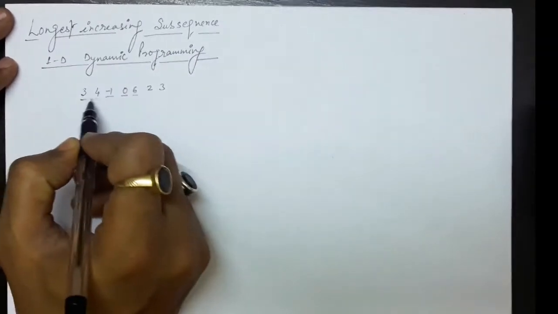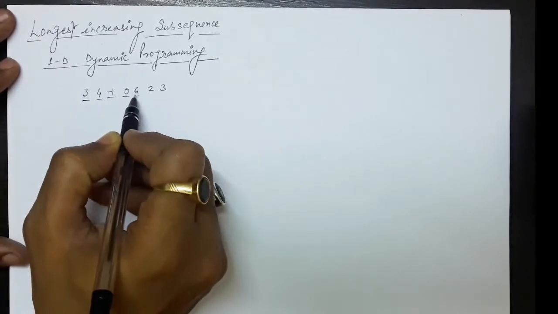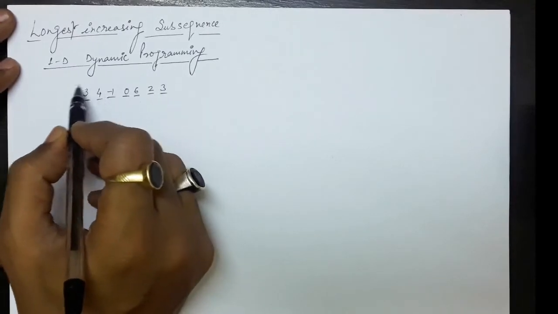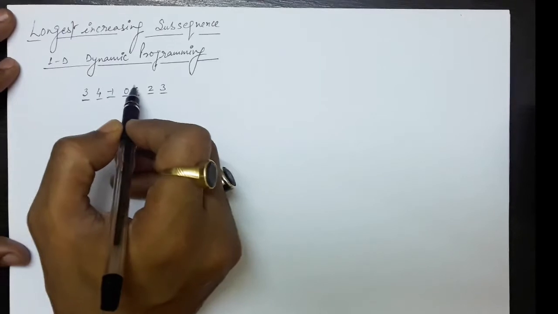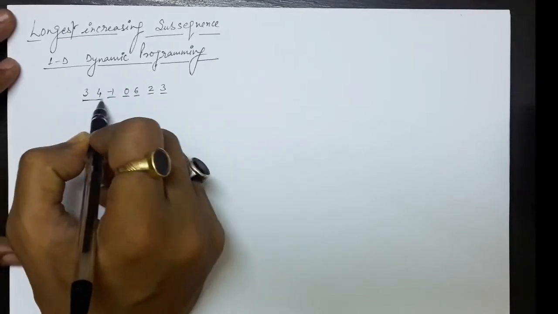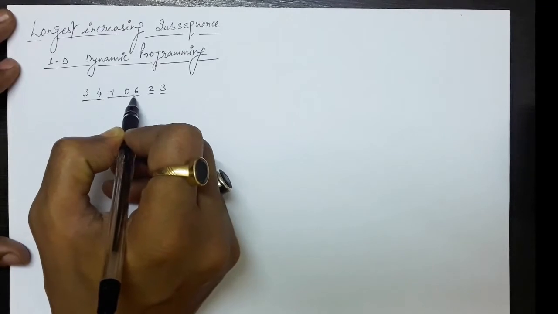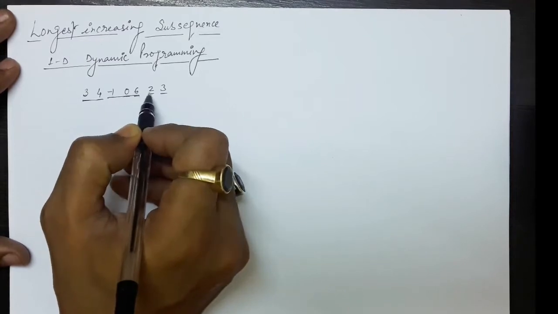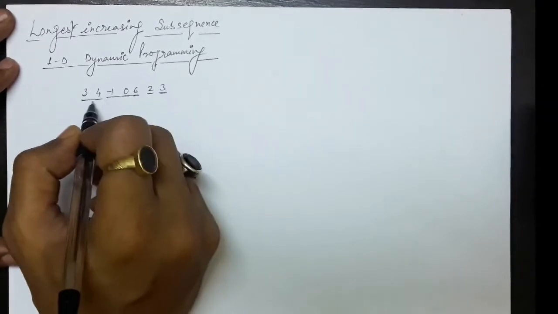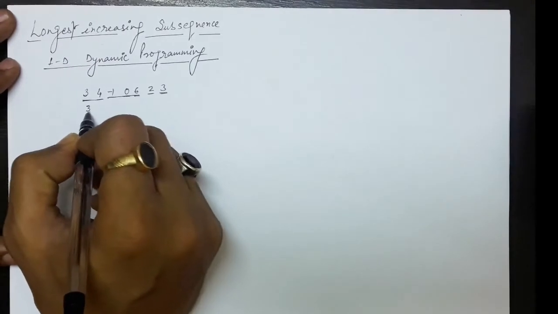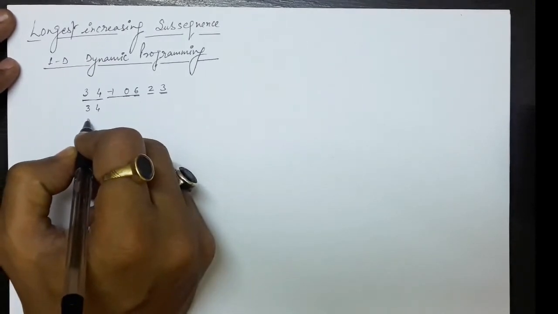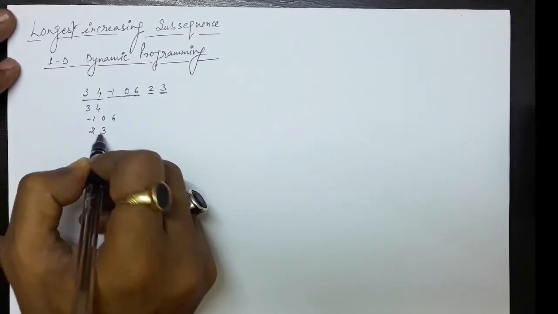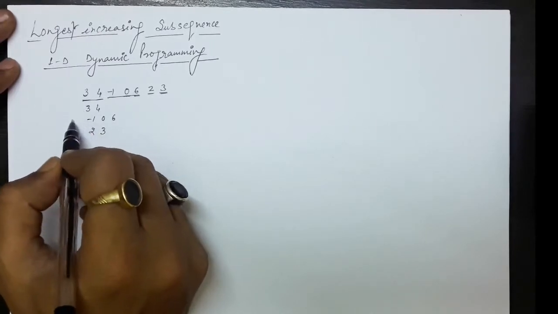For finding the longest increasing subsequence, we must first have an idea about the longest increasing sequence. So suppose we have been given some numbers: 3, 4, minus 1, 0, 6, 2 and 3. The longest sequence of numbers in increasing order would be either 3, 4, or it may be minus 1, 0 and 6, or it may be 2, 3. So out of every sequence that we have discussed, either it is 3, 4, or minus 1, 0, 6, or 2, 3, the longest increasing sequence is the one with length 3.